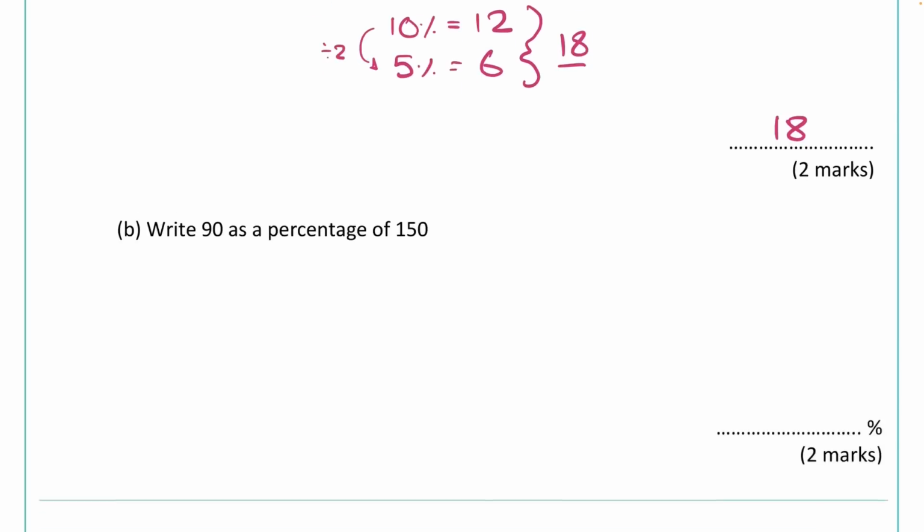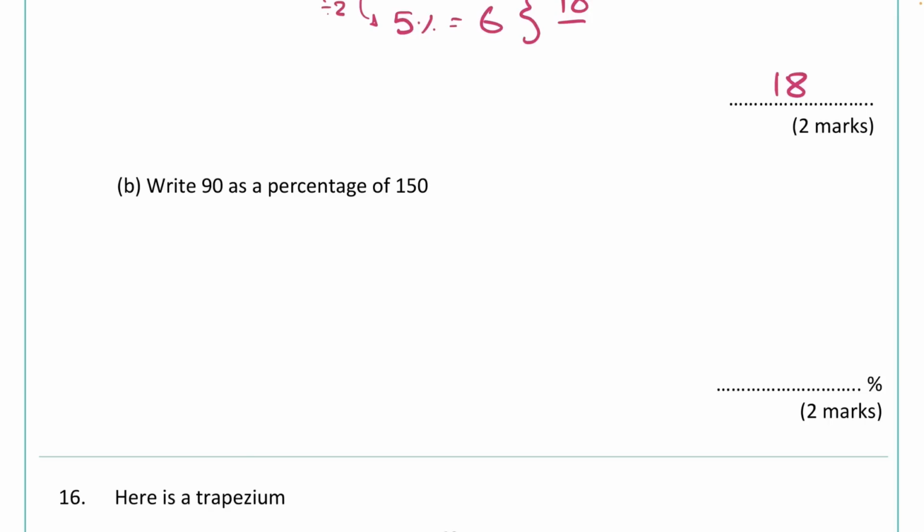Part B asks us to write 90 as a percentage of 150. Whenever we are writing a percentage, we're going to first write it as a fraction.